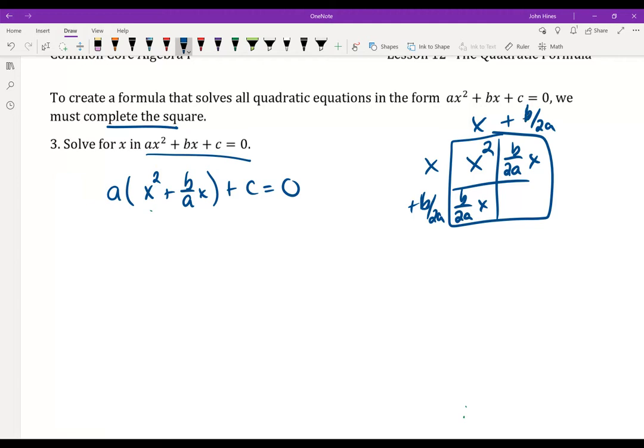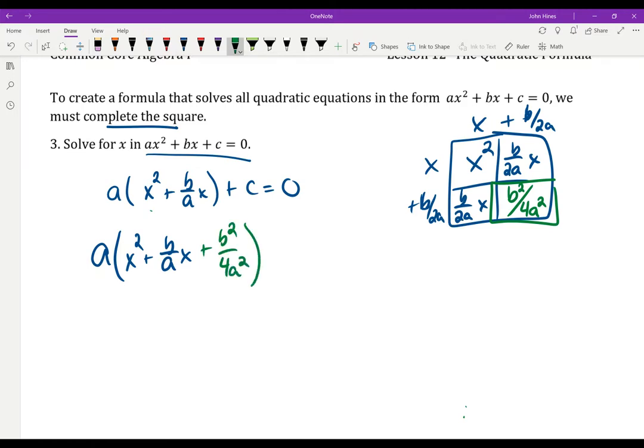So now I need to find the magic number that I need to add. The magic number is b times b squared over 2a times 2a is 4a squared. That's the magic number that completes the square. So coming back over here, x squared plus b over ax plus b squared over 4a squared.